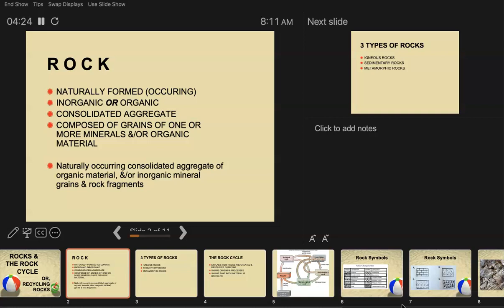Naturally occurring consolidated aggregate of organic material and or inorganic mineral grains and rock fragments. That's the definition as a sentence. Same words, just arranged slightly differently. So, we're looking for those components. And again, at least in geology, you will be required to write that down. I think in earth science, when I use this for you guys later in the semester, I think you just have to recognize it as multiple guess. We'll see.